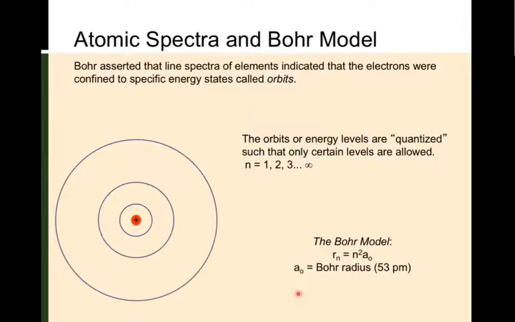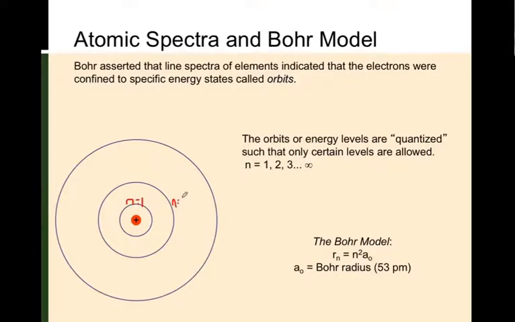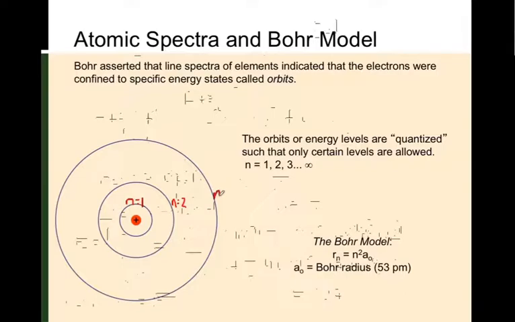But it was somewhat modified, and Bohr asserted that line spectra of elements indicated that the electrons were confined to specific energy states called orbits. And so the orbits or energy levels are quantized, such that only certain levels are allowed. So for example, we can have n equal to 1, n equal to 2, where this here is n equal to 1. So that's the most inner orbit. And so n equal to 2 here, and n equal to 3. Now we'll learn later that these are the principal quantum numbers.